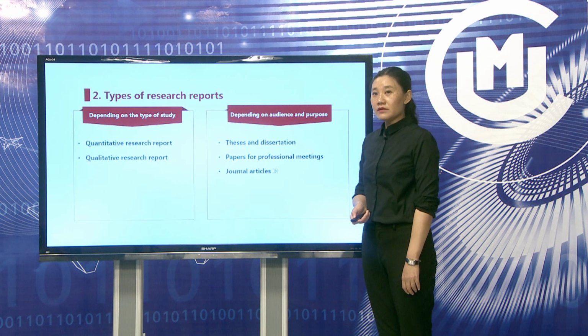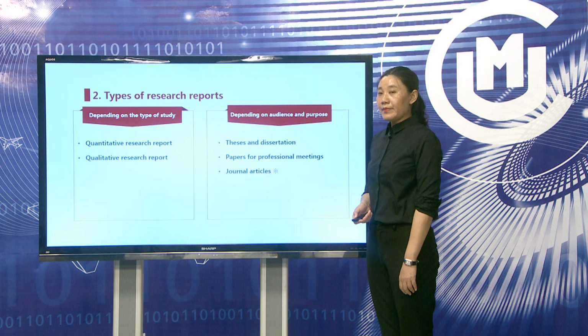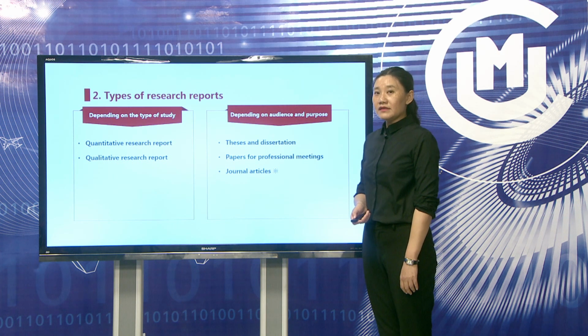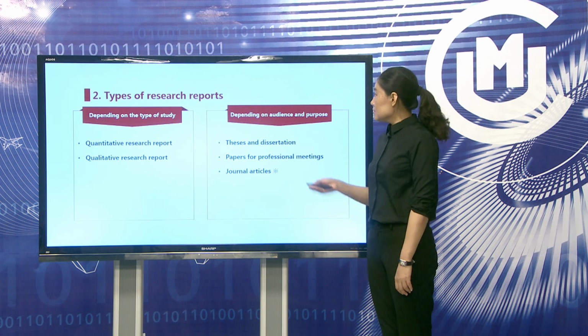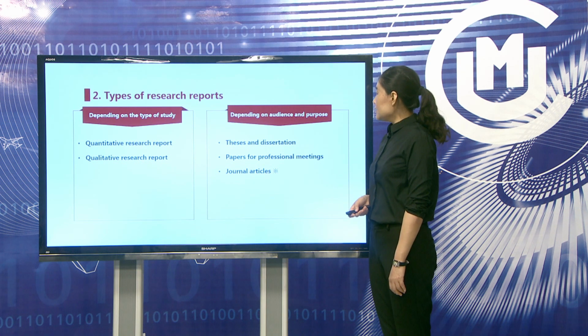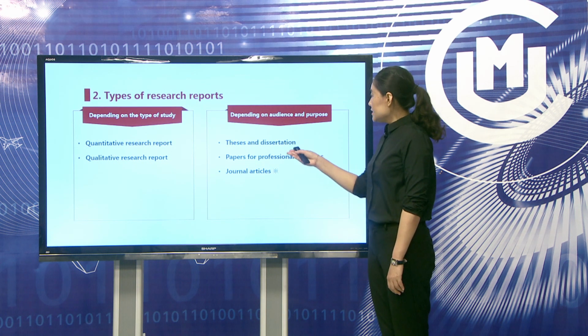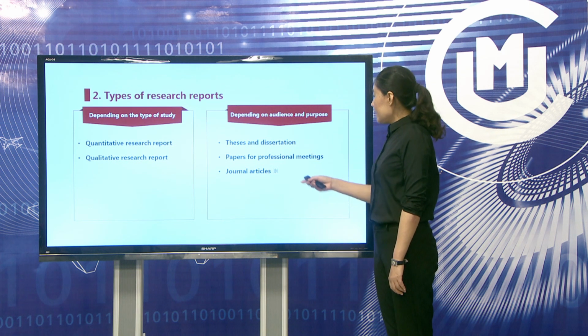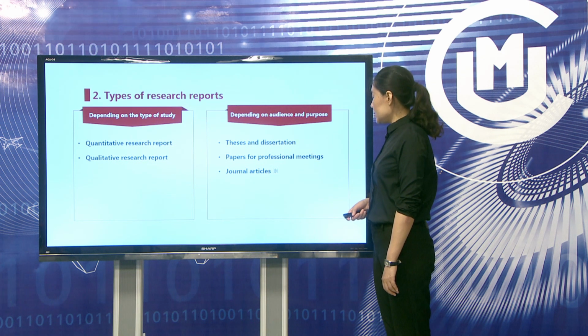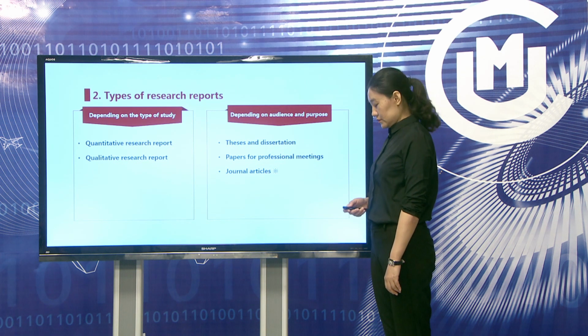In addition, research reports are prepared for different audiences and for different purposes. Depending on the intended audiences and purposes, there are three major kinds of research report: thesis and dissertation, papers for professional meetings, and journal articles.